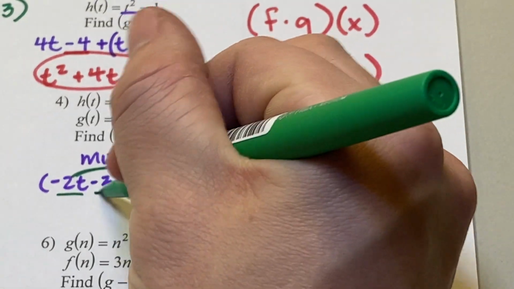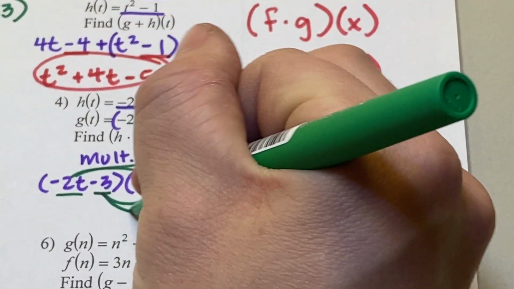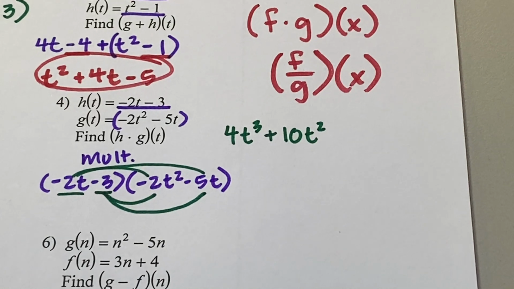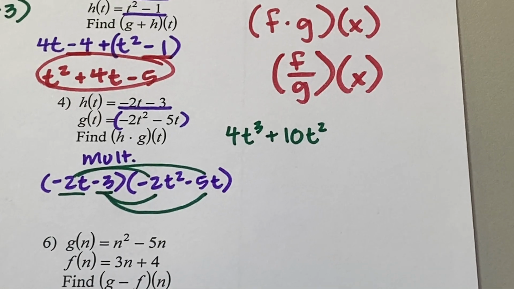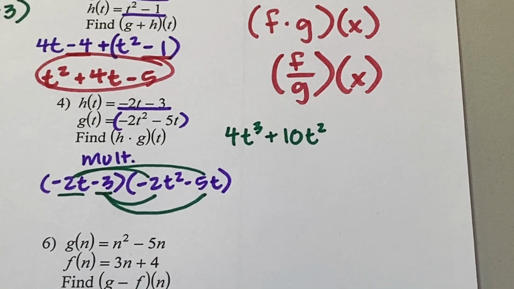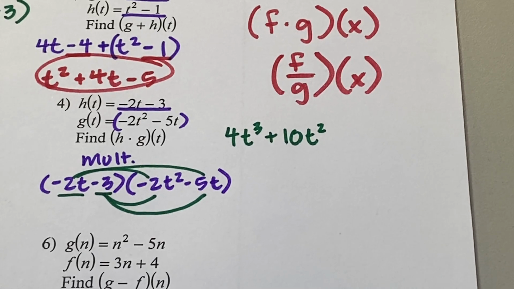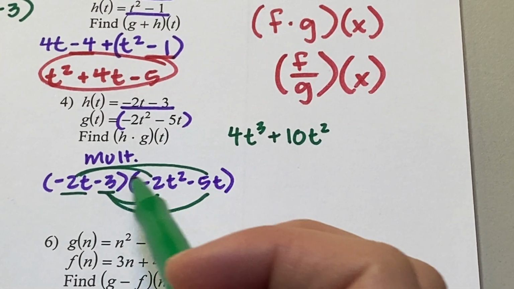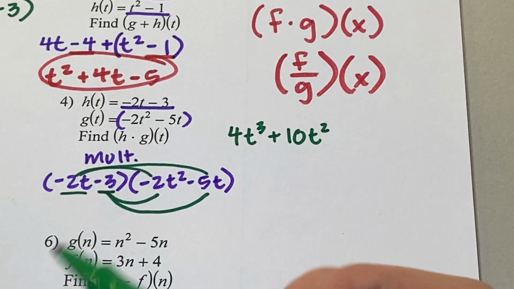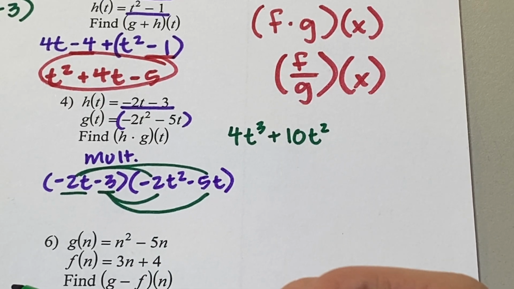Now we just need to take that negative 3 and multiply it to both terms. So we're doing the same thing we do with FOIL, we're just condensing it. I like to call them the swooshies. Okay, what is negative 3 times negative 2t squared? Negative 3 times a negative 2.